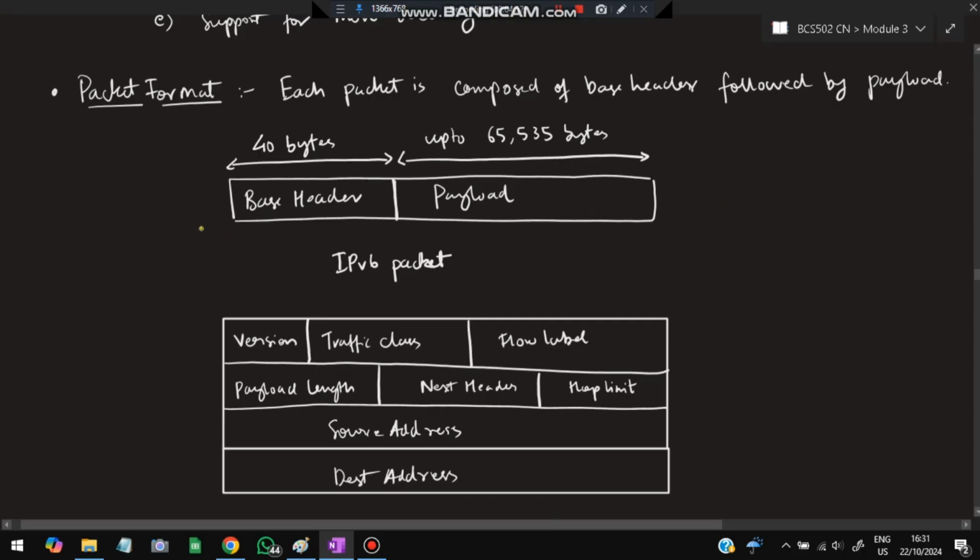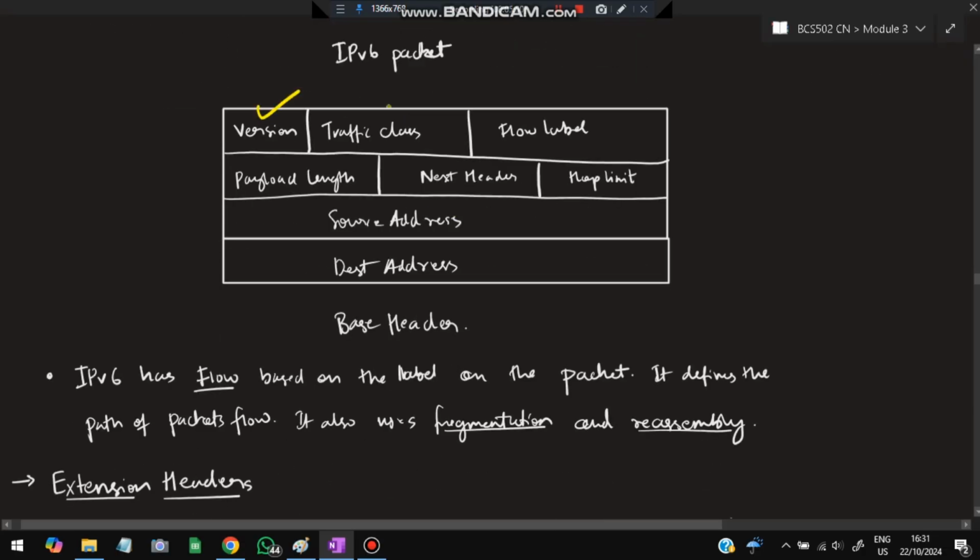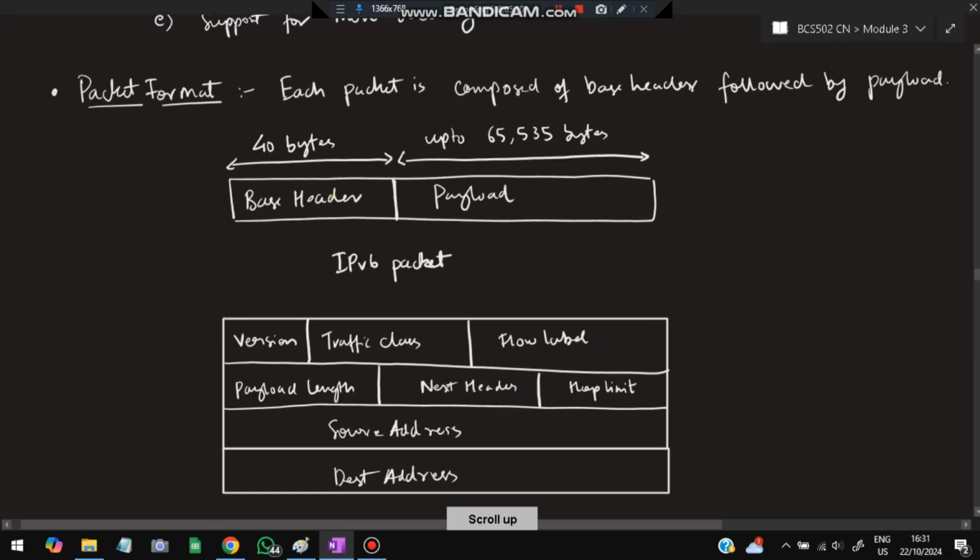Very important question. Here we have the base header in the first part, and second we have the payload. Payload will have the actual data, and the base header will have some information like the version, which class it belongs to, what is the flow label associated with it, what is the payload length, how much data you have, whether it's 1 MB, 2 MB, 1 GB, and so on. What is the next header, where it should get transferred, what is the hop limit, how many hops it can make before the data gets destroyed. And here we have the source and the destination address.